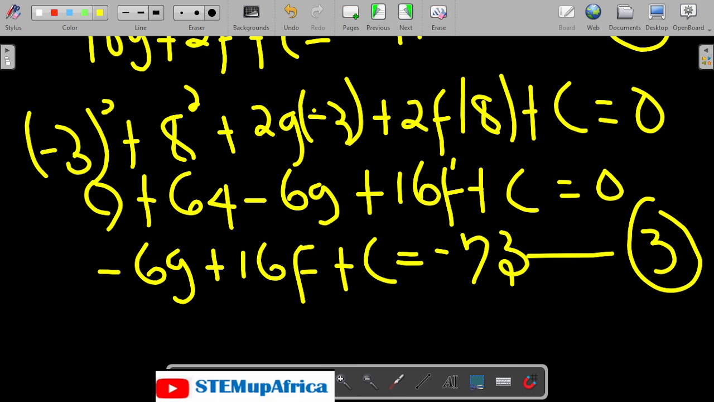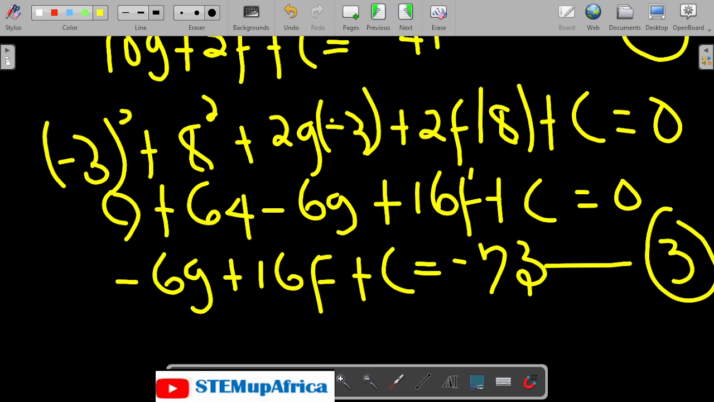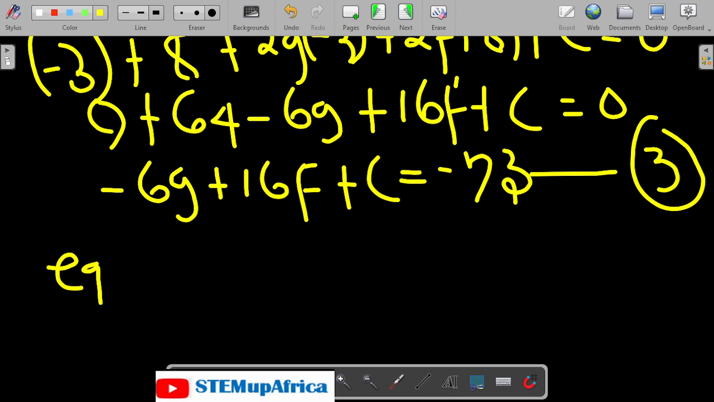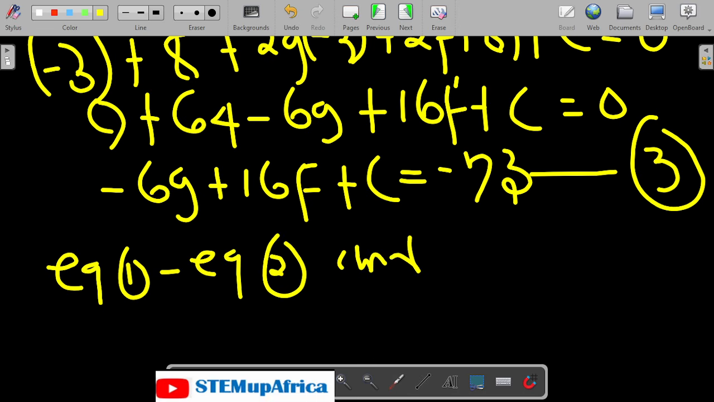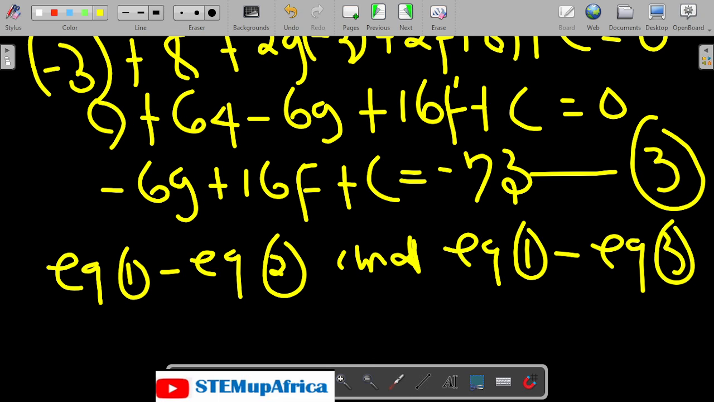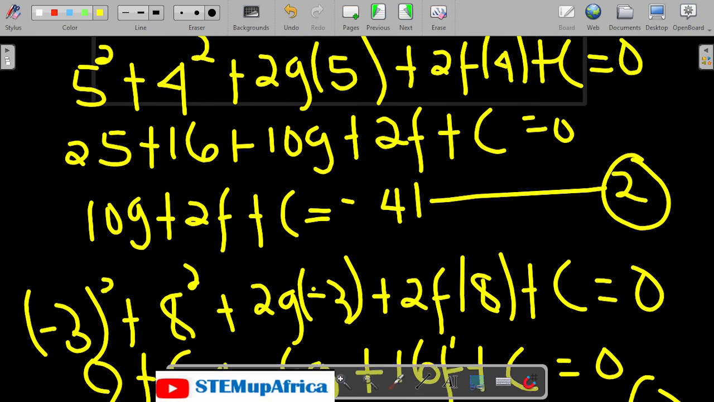So how do we solve equations 1, 2, and 3 simultaneously to find g, f, and c? So very simple. What you do in a situation like this is equation 1 minus equation 2, and also equation 1 minus equation 3. So we can eliminate the constant from the equation, which is c.